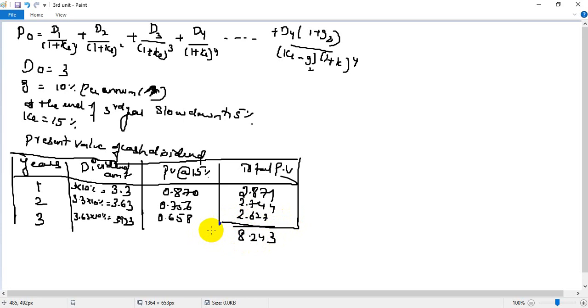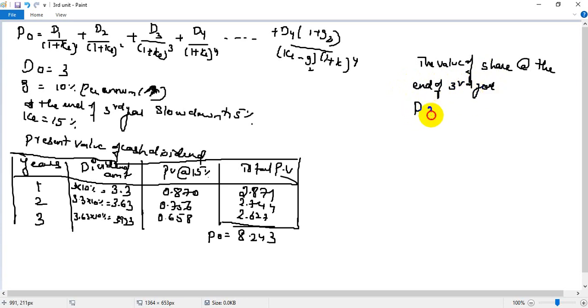So we got the present value of 8.243. Now what he is asking is the value of shares at the end of the third year. Now we are going to calculate the value of share at the end of third year. So P3 is equal to D3 into 1 plus G divided by KE minus G. This formula we can use.